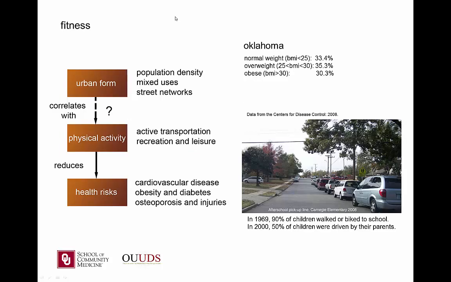Next is a hot topic, the obesity epidemic. In Oklahoma, only about a third of the population has a body mass index in the normal range. One of the culprits seems to be a lack of physical activity, leading to increased health risks including diabetes, cardiovascular disease, and osteoporosis. What is less clear is how the design of our environment is contributing to our activity levels.